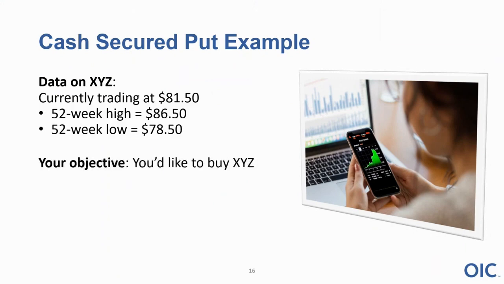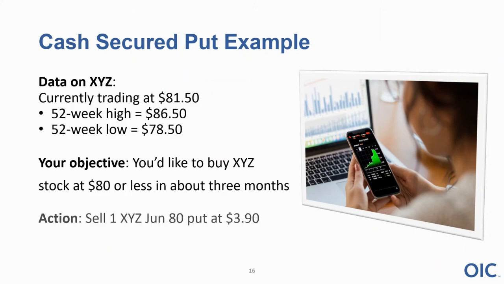Now, our objective is that we want to buy the stock, but we want to buy it for $80 or less. It's currently trading at $81.50. We like it at $81.50, but we would love it for $80 or less. So what are we going to do? We're going to sell the June 80 strike put at $3.90.